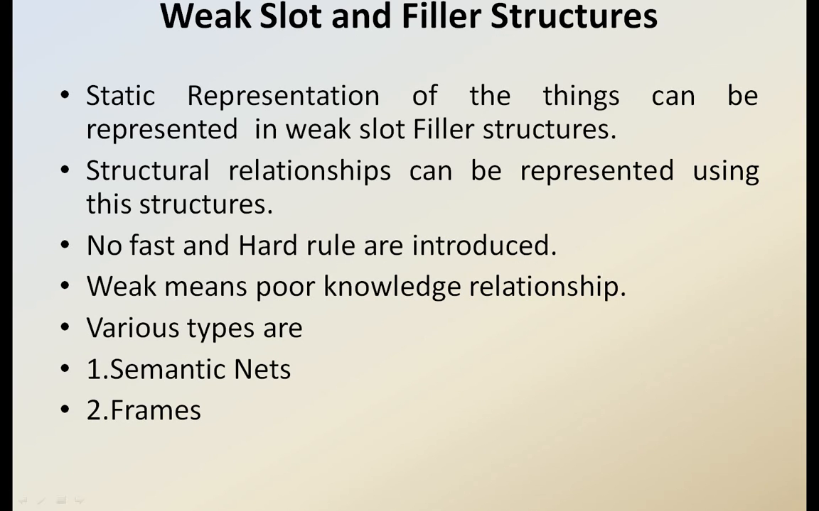Now we see what is the meaning of weak slot filler structures. As I told previously, it represents poor knowledge, a poor knowledge structure. And one more thing related to this weak slot filler structure, it can represent only the static representation of things, as well as structural relationships. No hard and fast rules, no dynamic rules are introduced in the weak slot and filler structures. Weak means the poor knowledge relationship. It is completely static, not dynamic relationships, only structural relationships and poor knowledge can be represented. The best examples for this are semantic nets as well as frames.